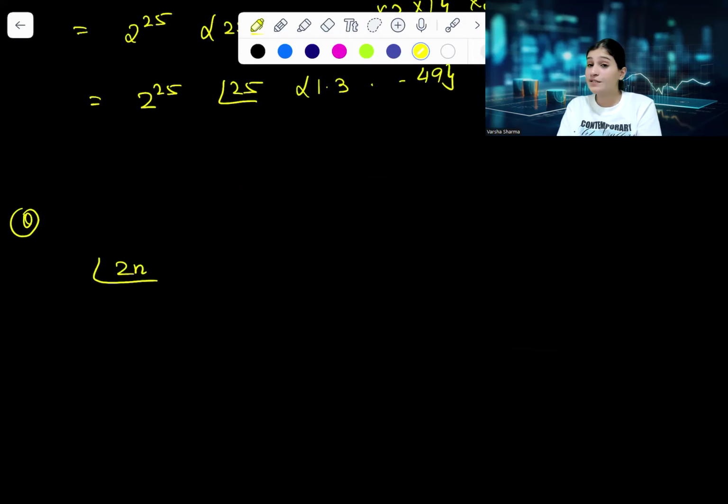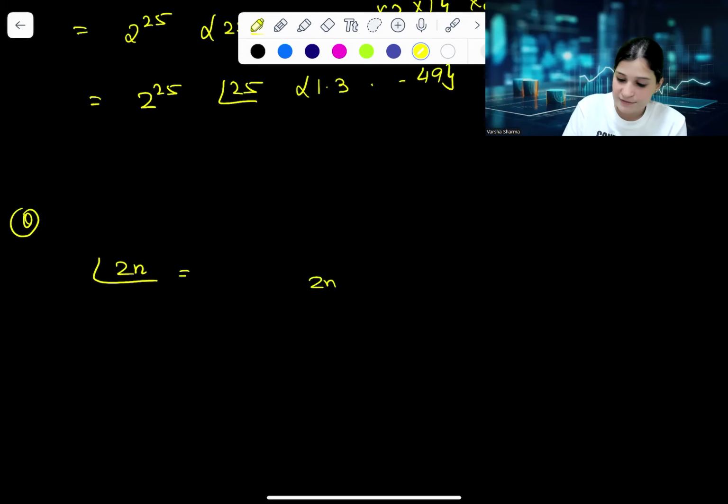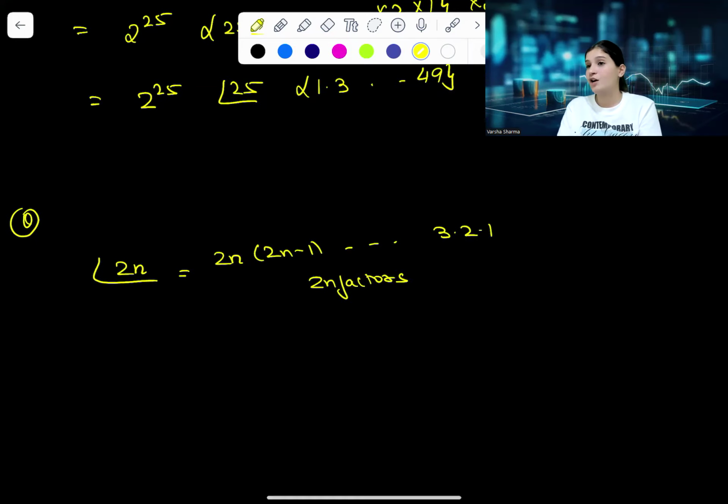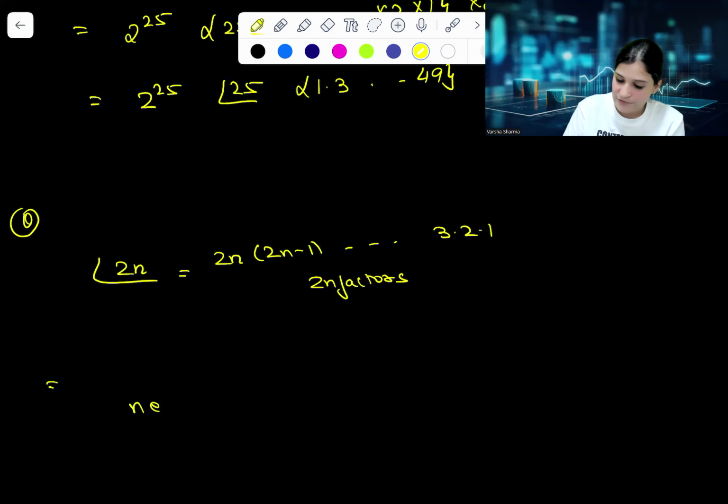Yes, ma'am. When I open this factorial, how many factors will I get? If I open 10 factorial, I get 10. If I open 12 factorial, I get 12 factors. If I open 50 factorial, I get 50 factors. If I'm opening twice n factorial, I'll get twice n factors. And what will I get as a factor? First, the number itself, then minus 1 till I get 1. In this, how many will be even, how many will be odd? Half of it. That is n even factors and n odd factors.